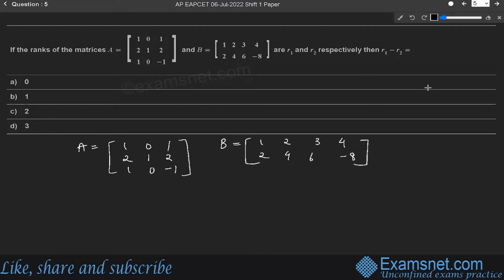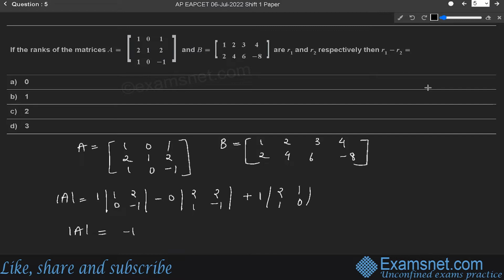We know that if A is a matrix of order n cross n and determinant of A is not equal to 0, then rank is always equal to n. And if determinant of A is equal to 0, then rank will be less than n. So for A, the determinant of A will be equal to 1 into (1, 2, 0, minus 1), minus 0 into (2, 1, 2, minus 1), plus 1 into (2, 1, 1, 0). So determinant of A will be equal to minus 1, minus 0, plus minus 1, which will be equal to minus 2. Therefore, here the rank, which is R1, will be equal to 4.